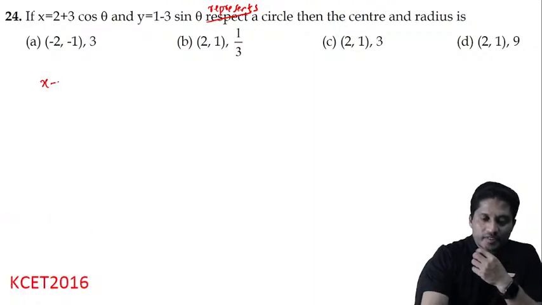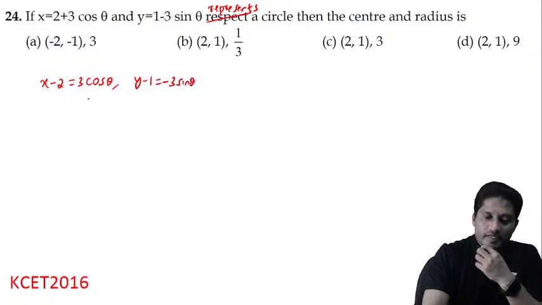I can write this as x minus 2 is equal to 3 cos theta, and y minus 1 is equal to minus 3 sin theta. Call these equation 1 and equation 2. Square and add equations 1 and 2.